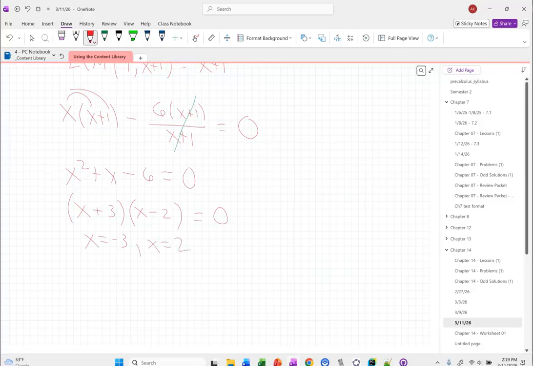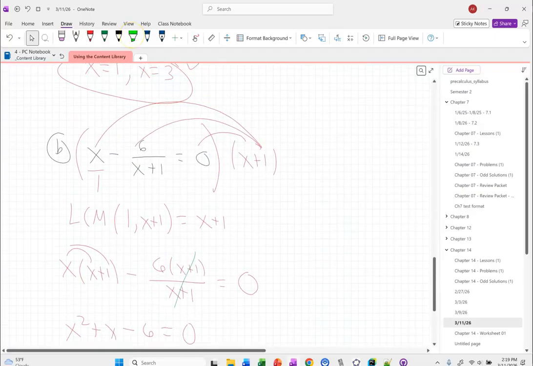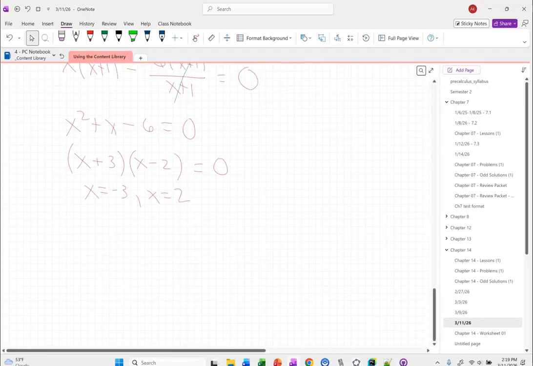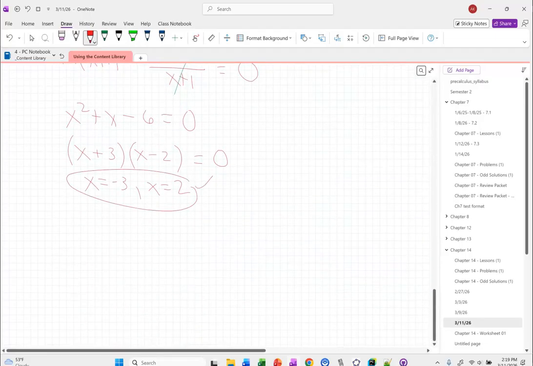Is everybody okay? Am I done? No. What do I still need to do? I have to check. Where do I check? The original equation. I just need to make sure that I'm not getting a zero denominator. If I plug in negative 3, do I get a 0? No. If I plug in positive 2, do I get a 0? What's that tell me? They both work. Done.